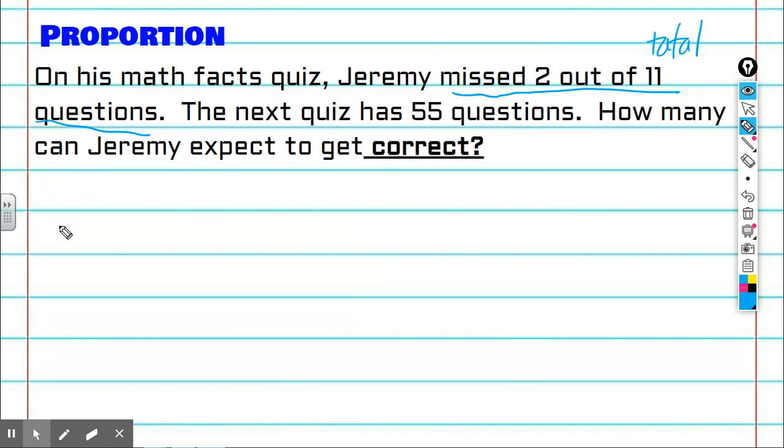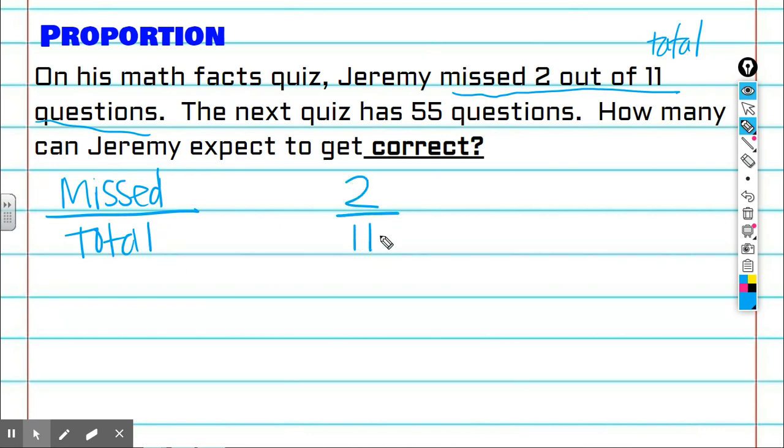So we are going to set up our proportion as missed over total. So we know he misses 2 out of 11. We know that there are 55 total questions on the next one. So we'll set it equal to something over 55. Again, these are missed. We don't know how many he misses. So we're going to put, again, a variable or a letter.